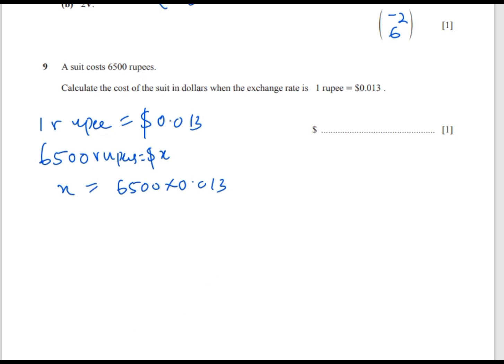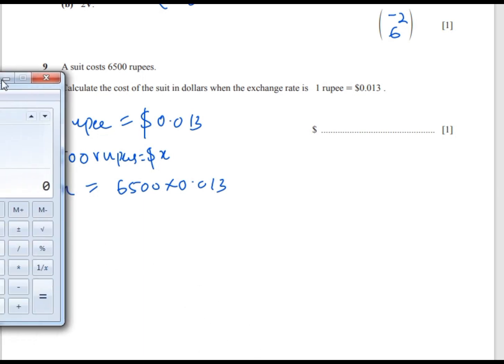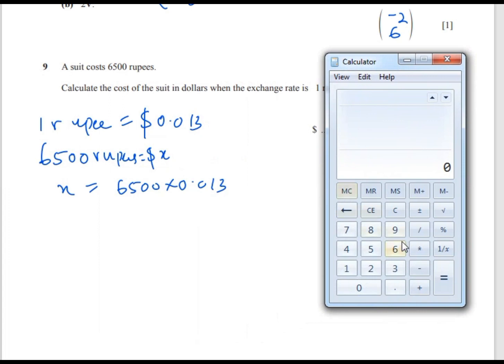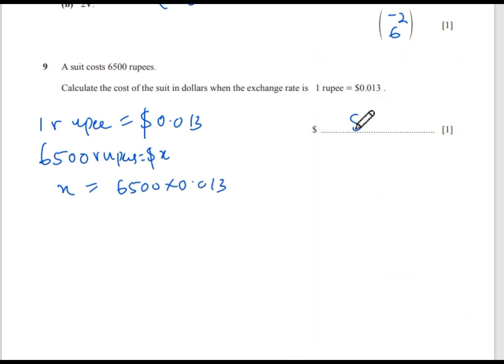Now when we carry out this multiplication with a calculator, we have 6,500 multiplied by 0.013. That gives us $84.5. So our answer here is $84.5.